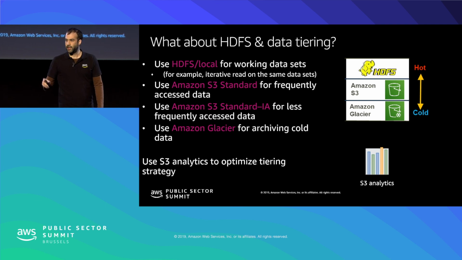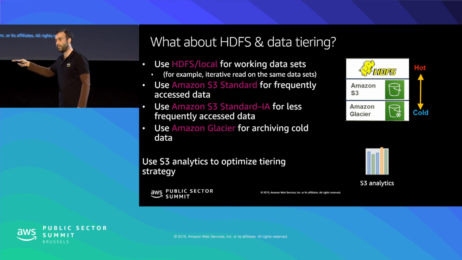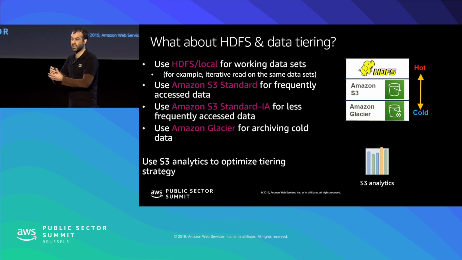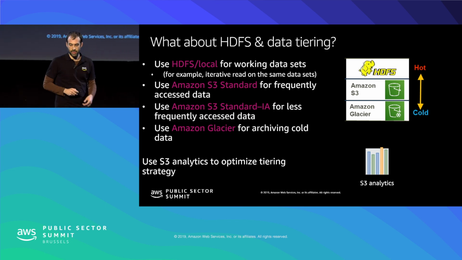And there is a little utility that comes with EMR called S3DistCp, distributed copy, that will use a MapReduce job to fetch the data from S3 distributed in parallel.